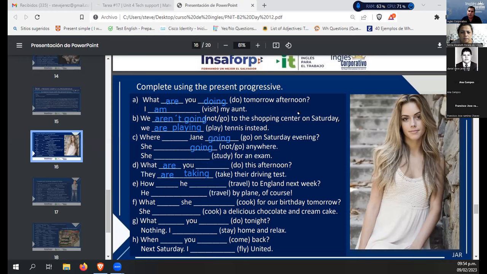Is. Bueno, voy a tener la de esta primera. Ahí es, is. Where is Jane going? Letter C, where is Jane going? Jane is Juana. Is she? Okay. Don't worry. She is, she's, she isn't going anywhere.